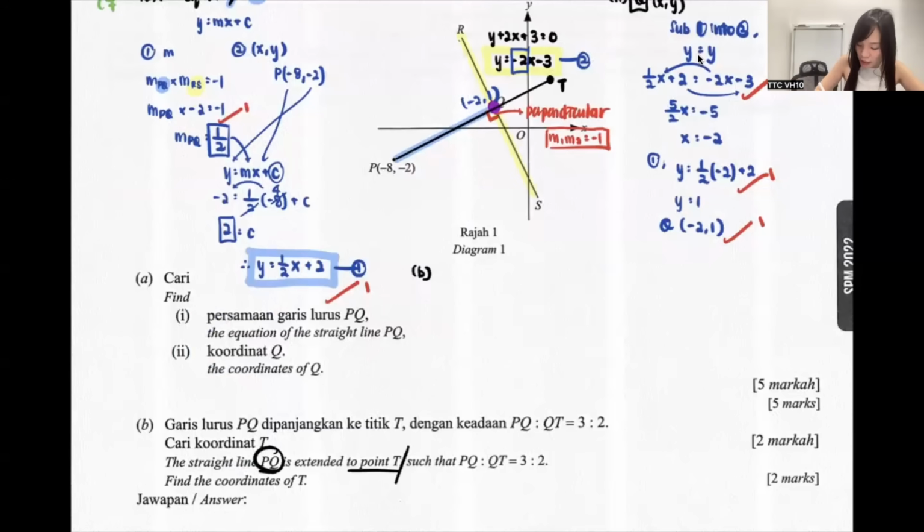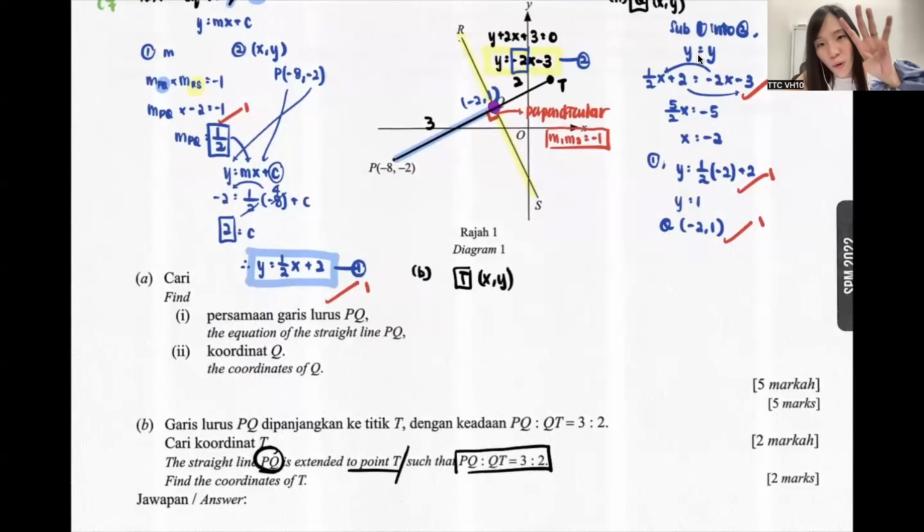So now they say such that the PQ to QT ratio is 3:2. So guys, PQ 3, QT 2. Okay? Hopefully all of you guys can see that. And now they say what? Find the coordinate T. So coordinate is xy. So just now I said coordinate got what? 5 types. Midpoint, ratio, x-intercept, y-intercept, intersection point. This T is what? Ratio. They just give you ratio, right?